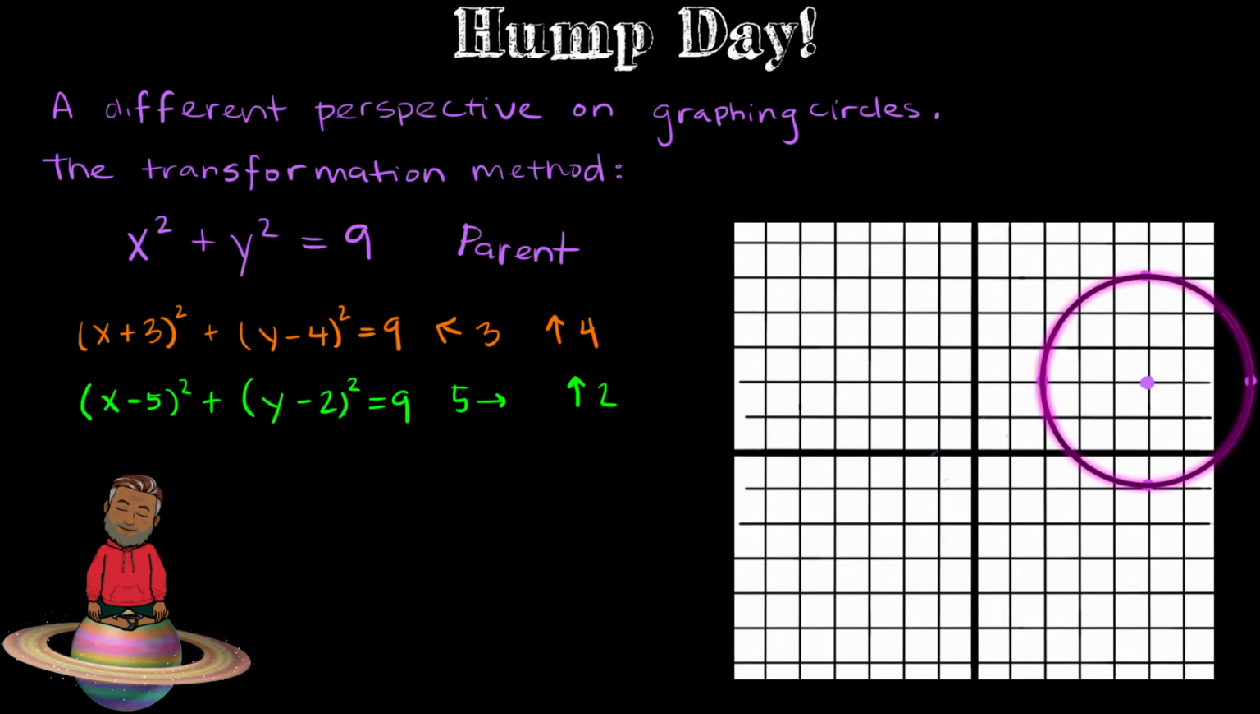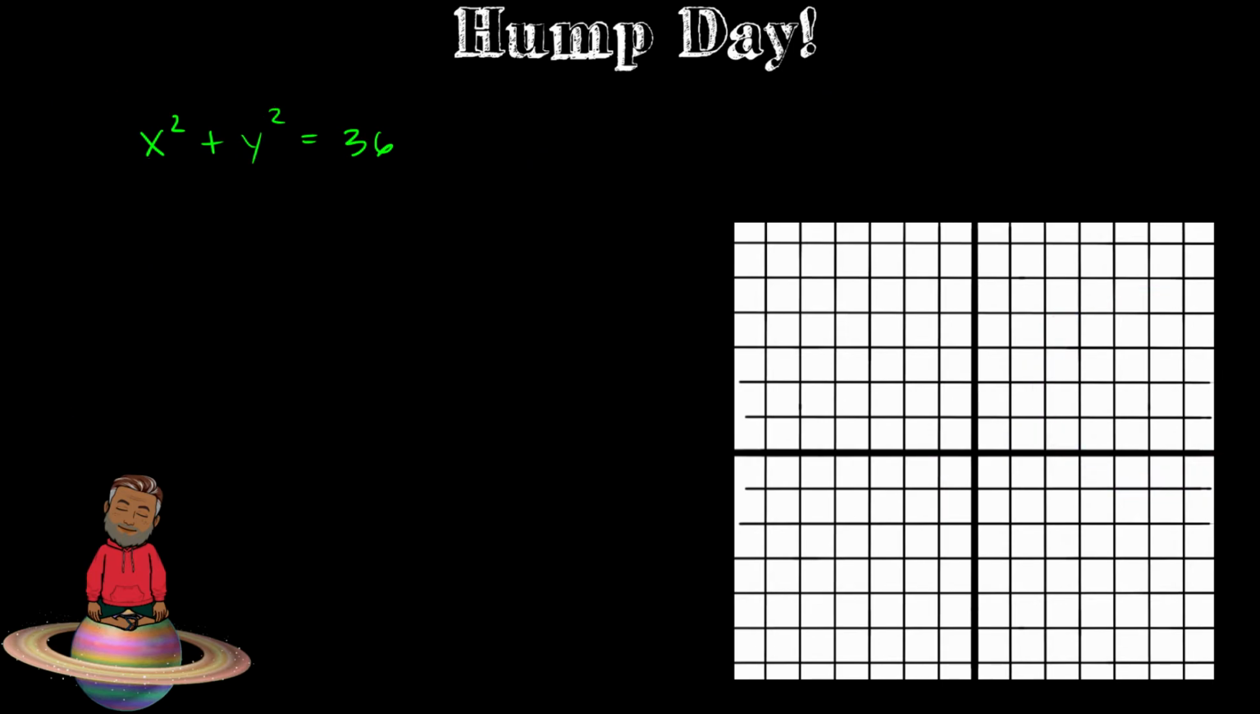Let's take a look at another example. Let's suppose that we had this circle over here. On this circle, x squared plus y squared equals 36 is going to be our parent. This is different from the last parent because the radius this time is 6, which means we have a circle located at the center with a radius of 6. And we can do the same exact thing.